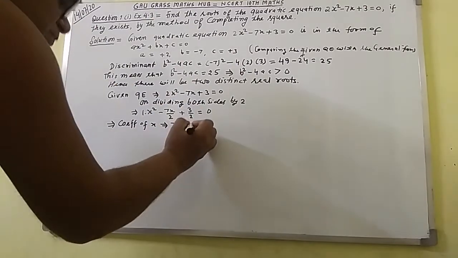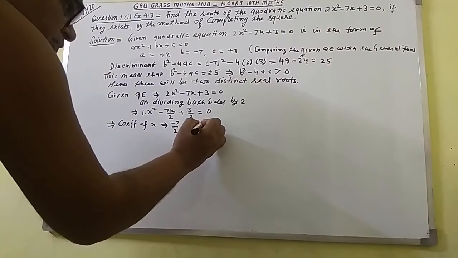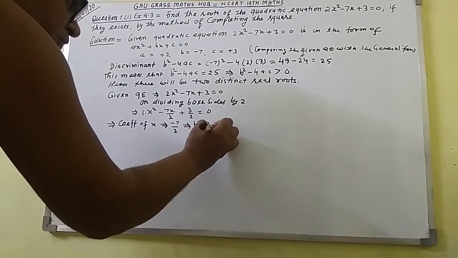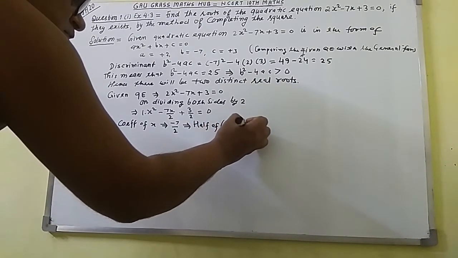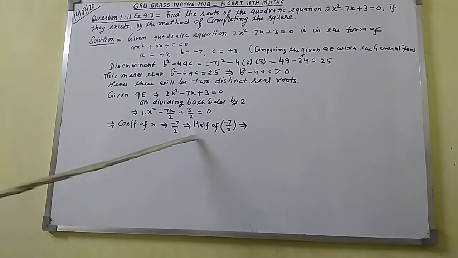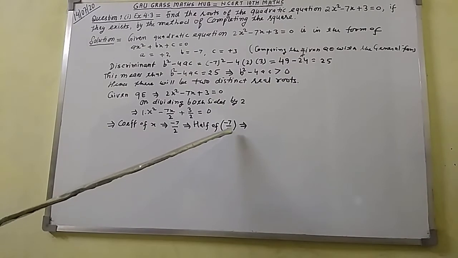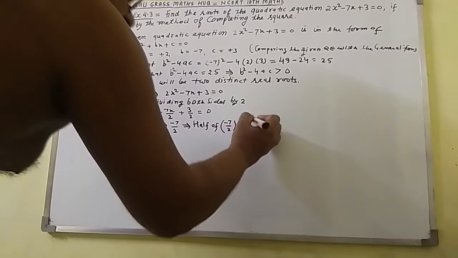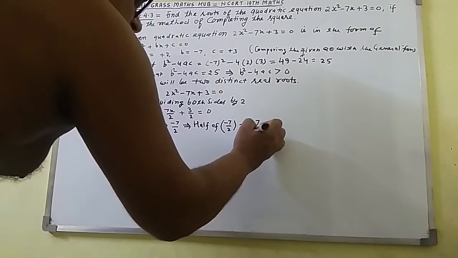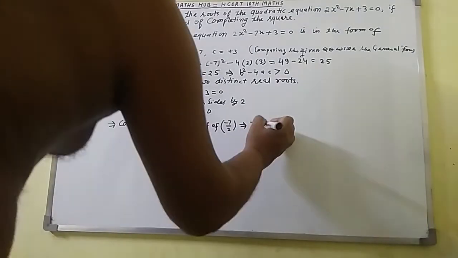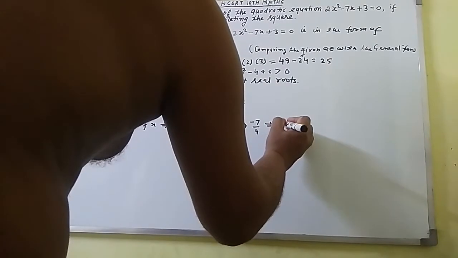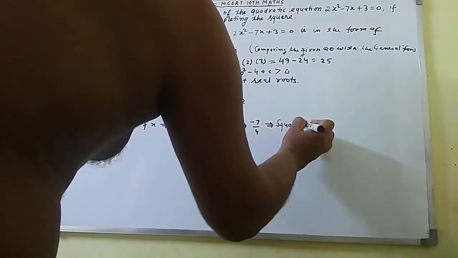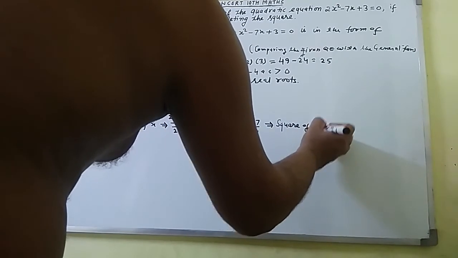Now implies take half of minus 7 by 2. This will become half of minus 7 over 2. This is the method. This will become minus 7 over 4. Implies square of minus 7 over 4.